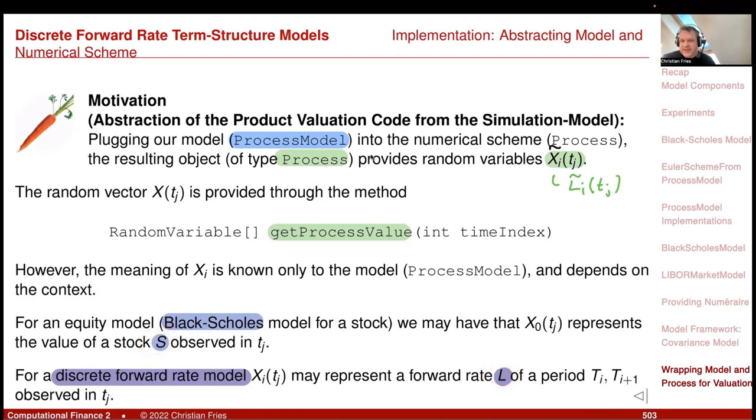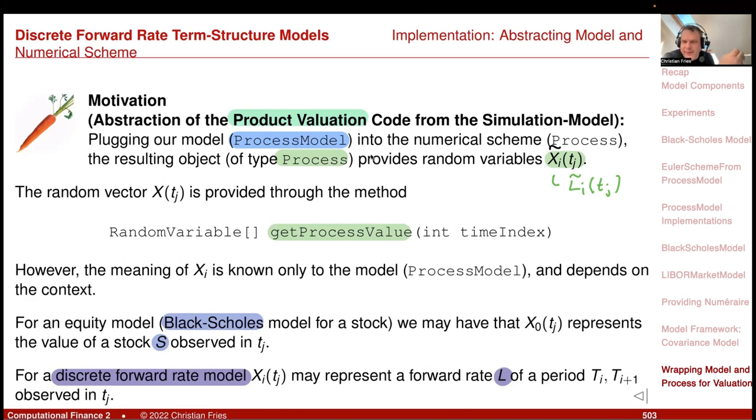The zero coupon bond is a complicated function of this L and has to be calculated. So here we just get an asset, and here we get some derived quantity from which we would have to calculate zero coupon bond prices. And also these indices here are associated with the time discretization. So when I like to value a product, now my motivation is that I like to evaluate products. Then in the product valuation code, I would like to write something like get asset i or get forward rate from Ti to Ti plus one.